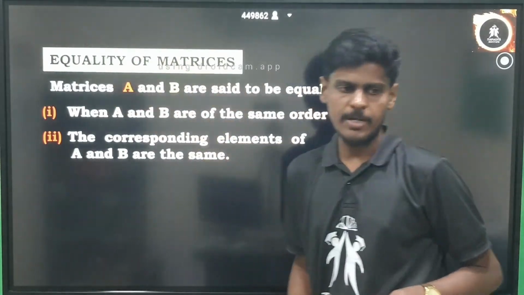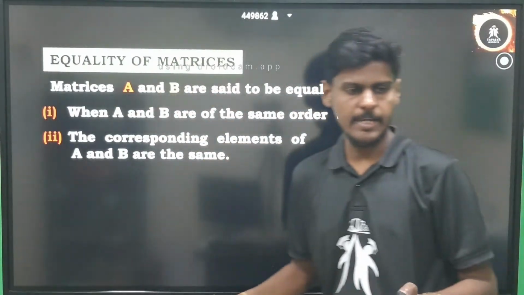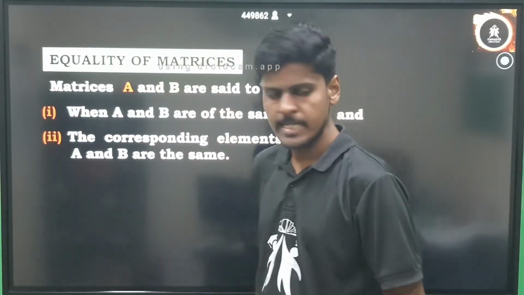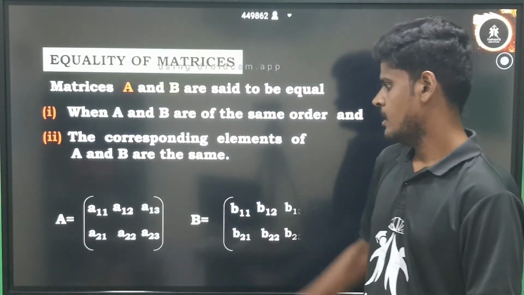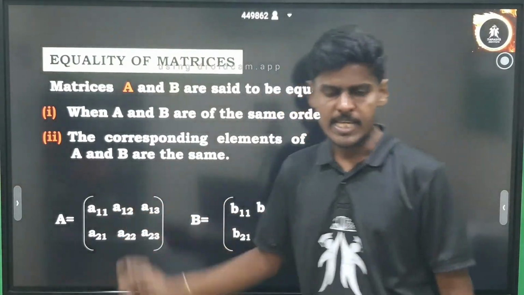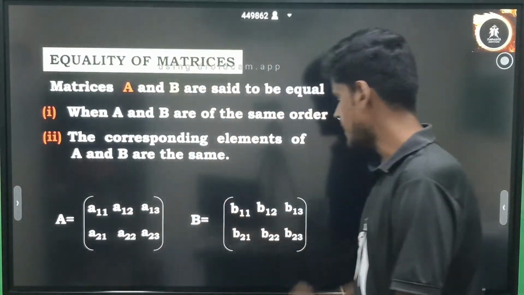Let's take the element of the first matrix A as Aij and the second matrix B as Bij. That means Aij should be equal to Bij. For example, this is matrix A and this is matrix B.